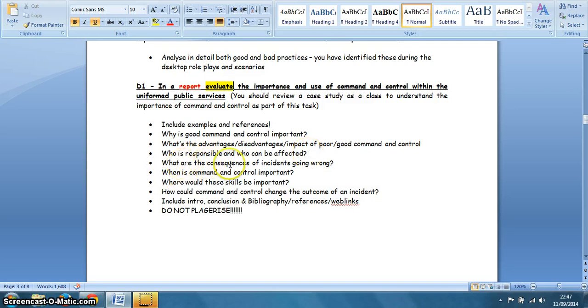So what are the consequences of the incident going wrong? There's lots of different things that could go wrong at incidents, and this is where you'll use your knowledge from the case study and try to apply that to this bit here.